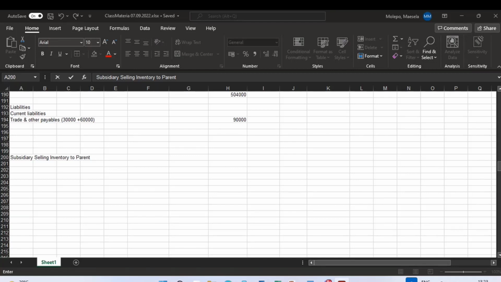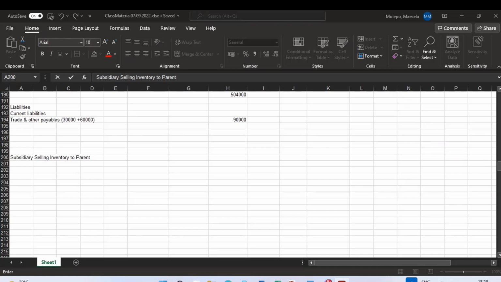At year end, B Limited held inventory from A Limited. Its value amounted to 30,000. A Limited made a profit of 25%. To calculate the unrealized profit, we have to recognize that the 30,000 already includes the 25% profit, which makes 125. We calculate the profit of 25% as follows: 30,000 times 25 over 125, which gives 6,000. So we already know those calculations.